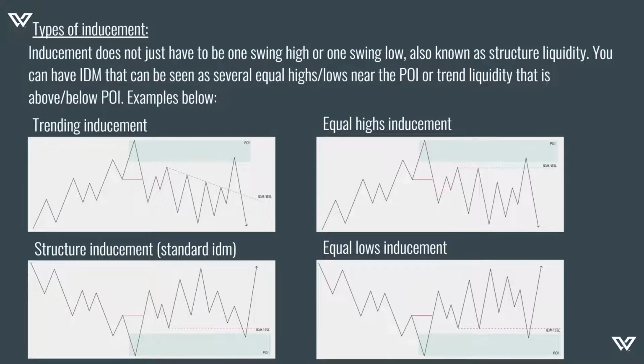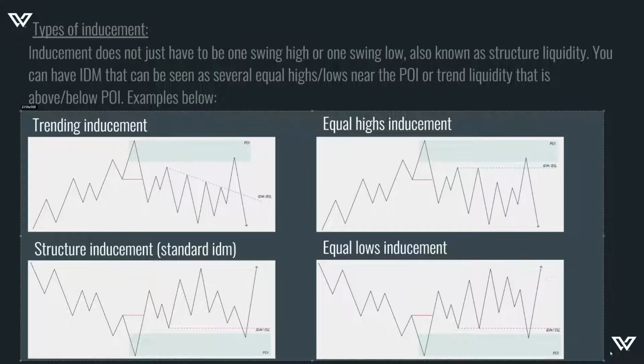So inducement does not just have to be one swing high or one swing low that we know as structured liquidity. You can have inducement that can be seen as several equal highs or lows near the point of interest. Like we spoke of in part 2 about the 4 different types of structured liquidity you can get, we can see them as equal highs and lows, or trend liquidity above or below the point of interest. So in this example here, we have trending inducement.